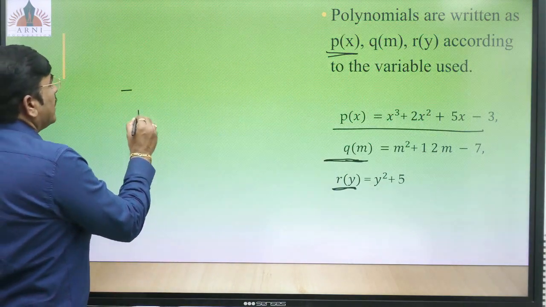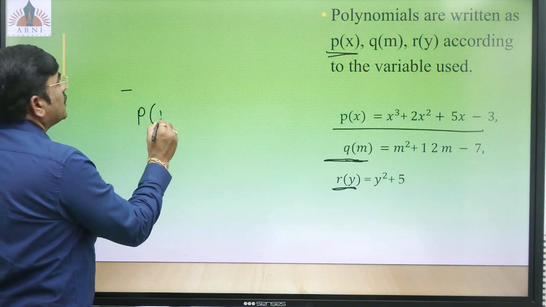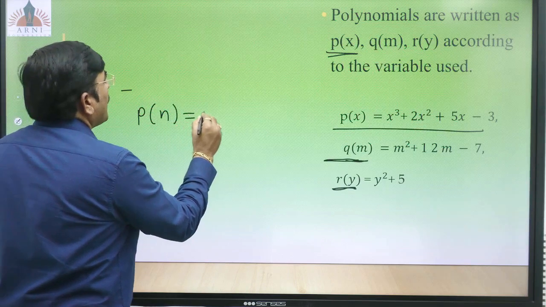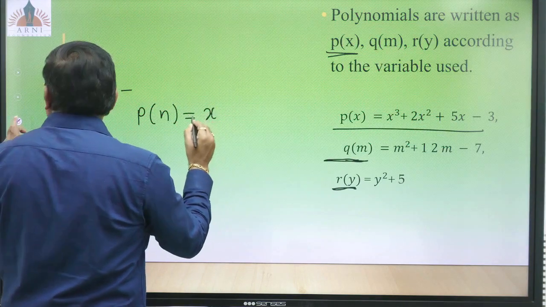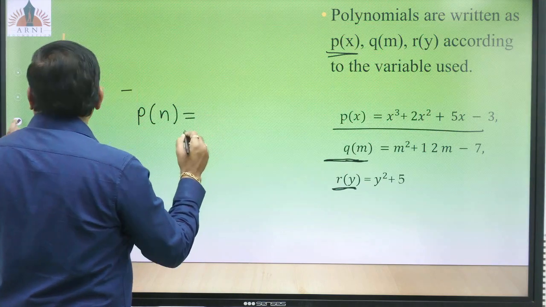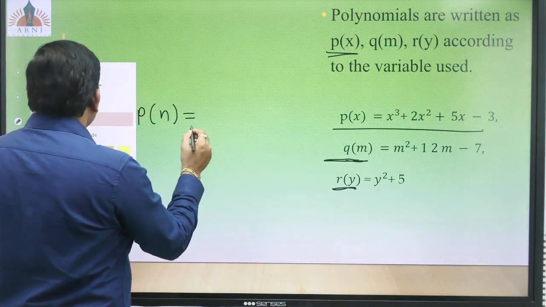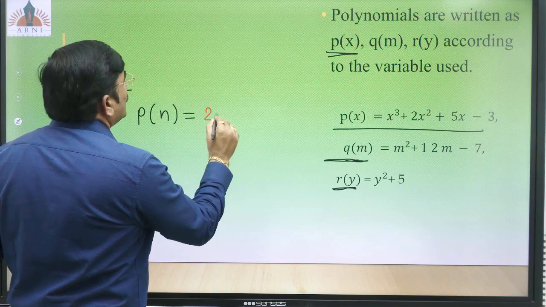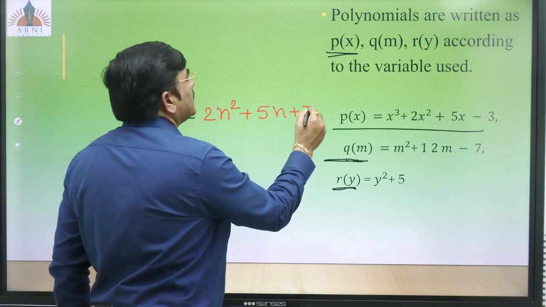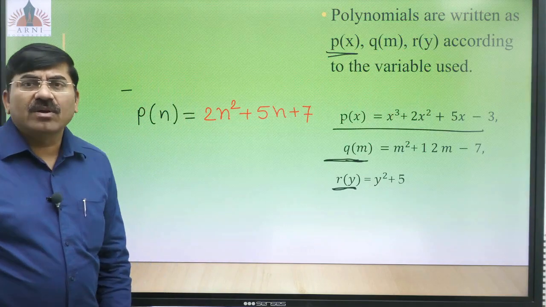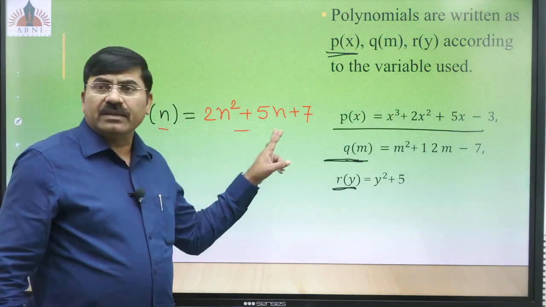If I say a polynomial in n, we have to write it in terms of n only. So, this is 2n square plus 5n plus 7. This is the polynomial in terms of n.